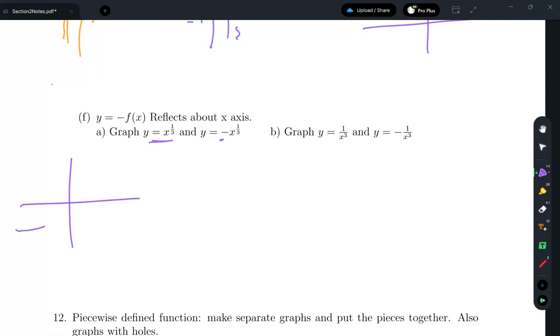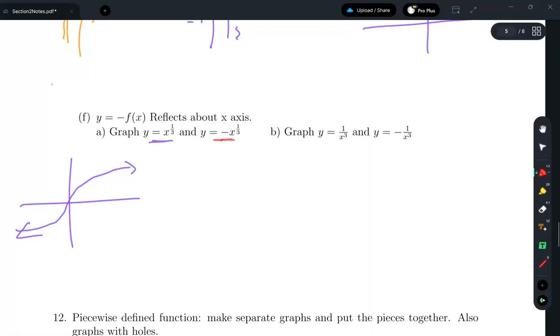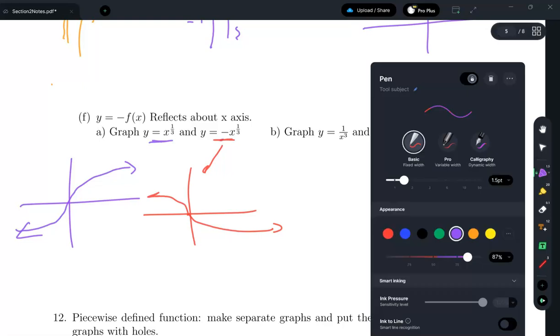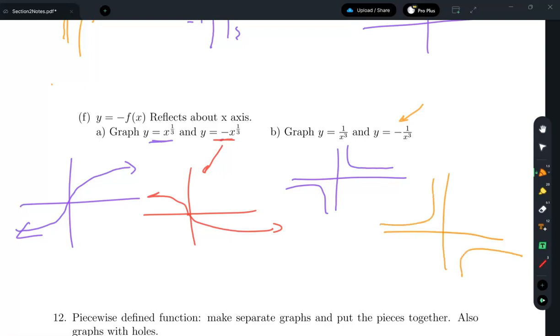So this is this sideways kind of graph. And so then if I'm going to be reflecting it about the x-axis, it'll come down and up. So this is what this one looks like. Then 1 over x cubed looks like 1 over x. And then if I'm going to take the negative of it, you just reflect it across the x-axis, so it looks like that.